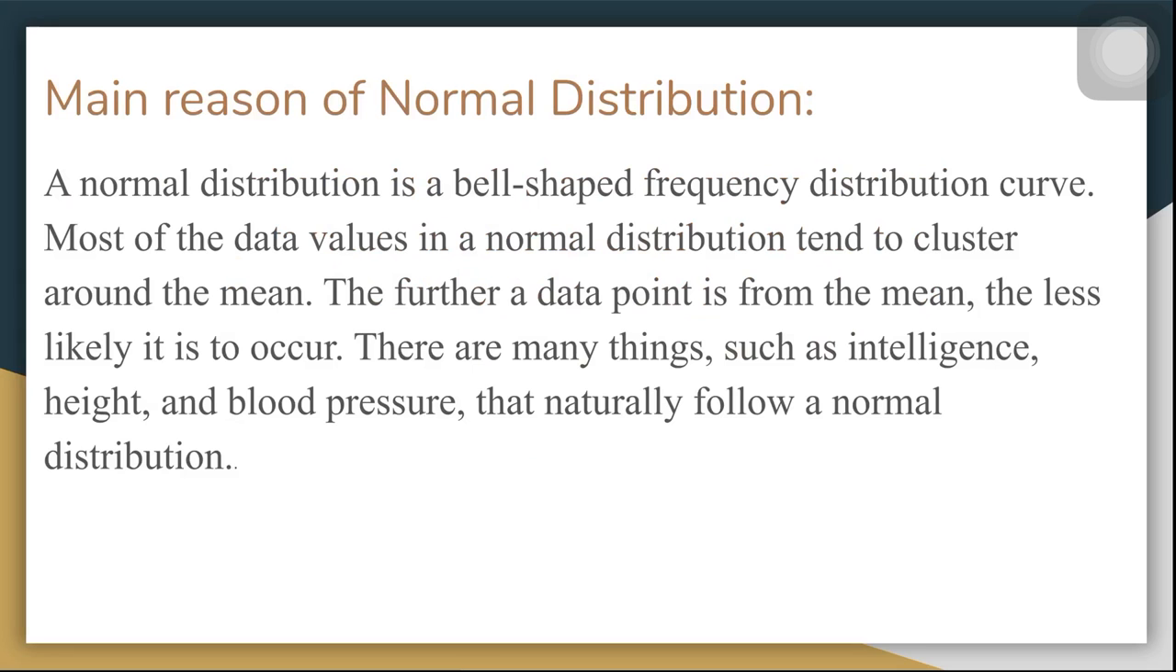So the main reason is normal distribution. A normal distribution is a bell-shaped frequency distribution curve. Most of the data values in a normal distribution tend to cluster around the mean. The further a data point is from the mean, the less likely it is to occur. There are many things, such as intelligence, height, and blood pressure, that naturally follow a normal distribution.